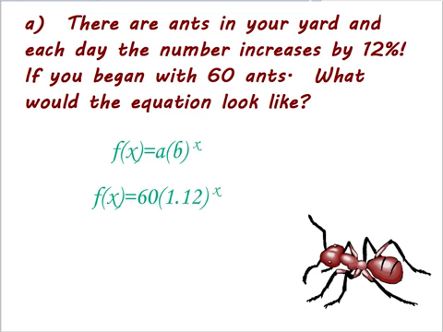Did you get 60 times 1.12 to the x power? Remember, A is your beginning value. B is your increase. Remember that you have to include 100% of the ants that were already there to the x power.